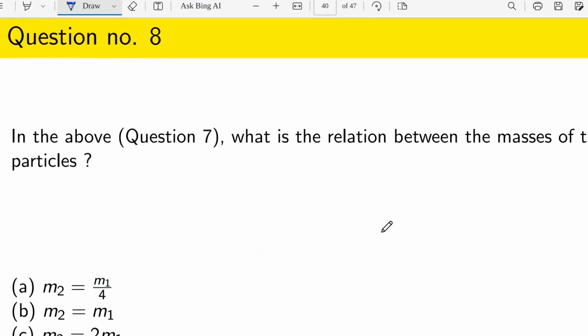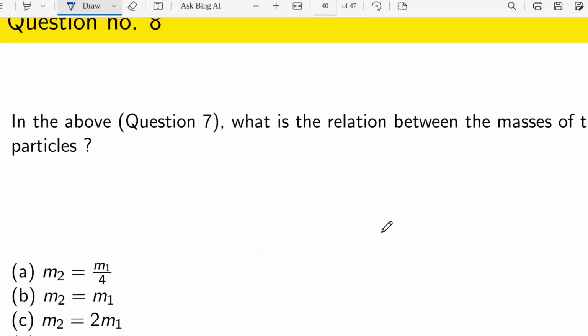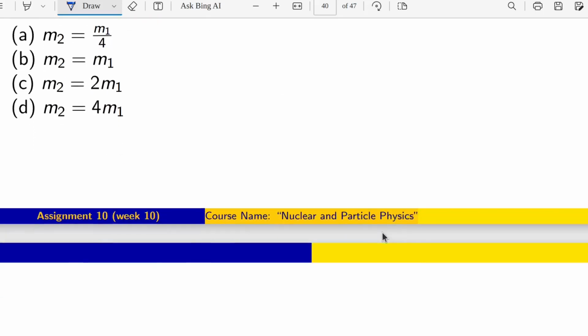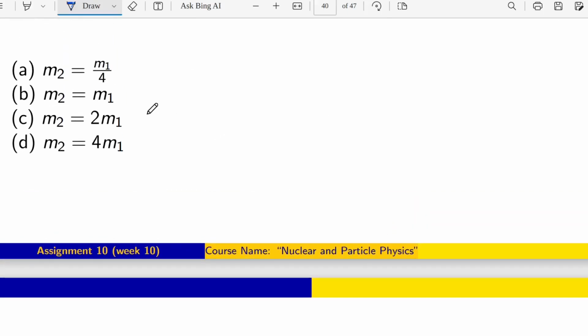Okay. Now coming to the 8th question. In the above question, that means the 7th question, what is the relation between the masses of the particles? What will be the relation between MA and MB? Basically we are talking about the A and B particles, right? So there are 4 options. M2 equals M1 by 4, M2 equals M1, M2 equals 2M1, M2 equals 4M1. So which one will be the correct answer?